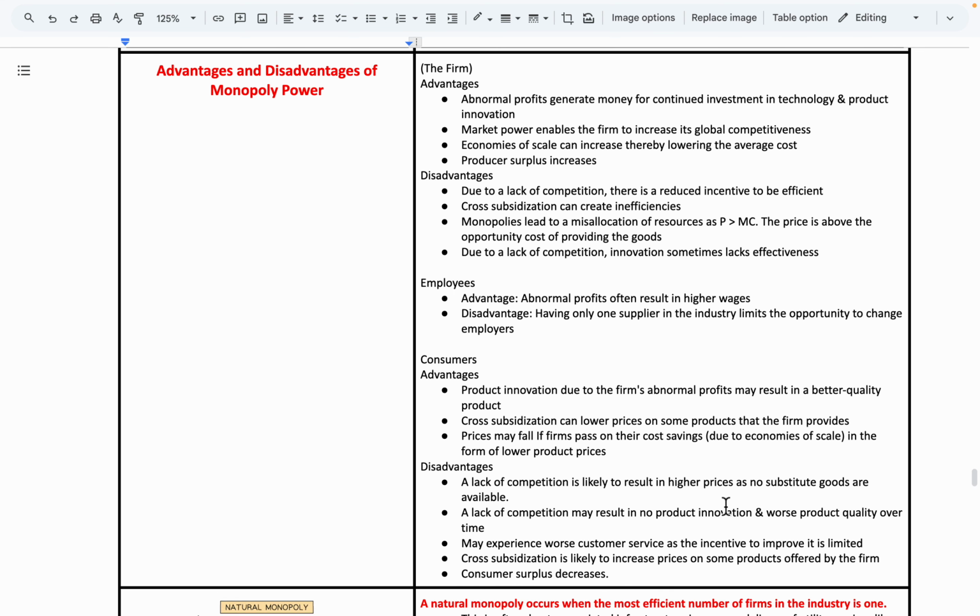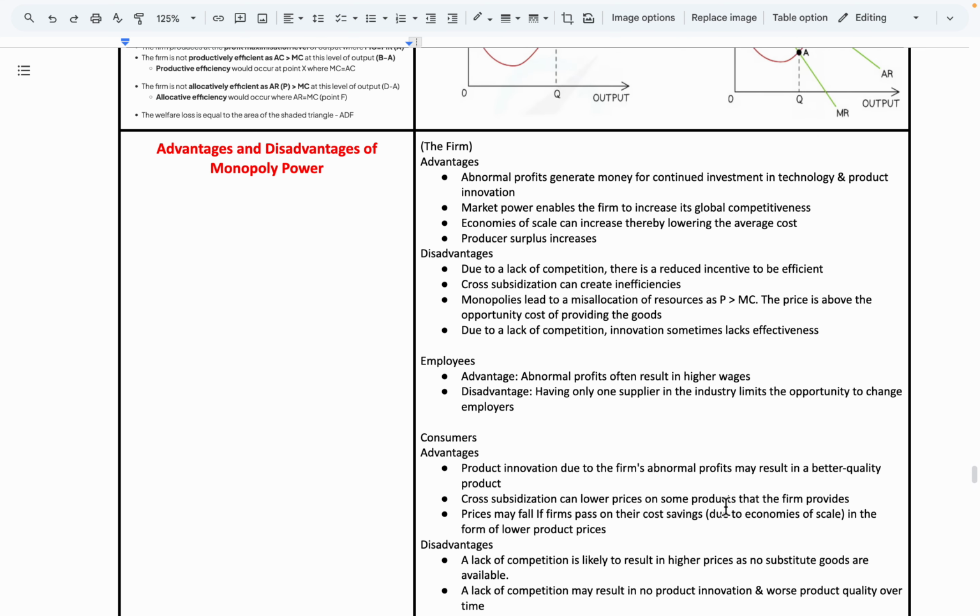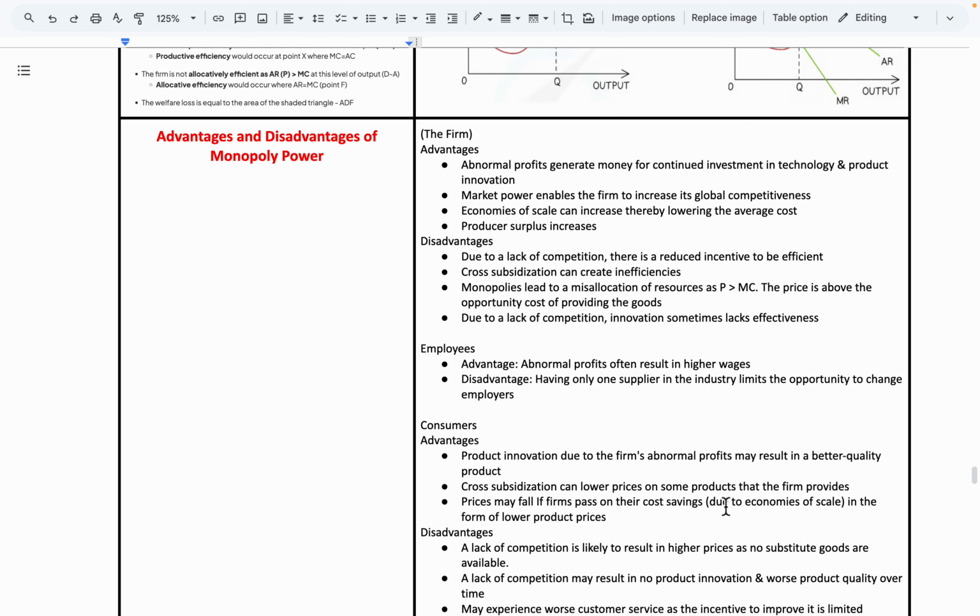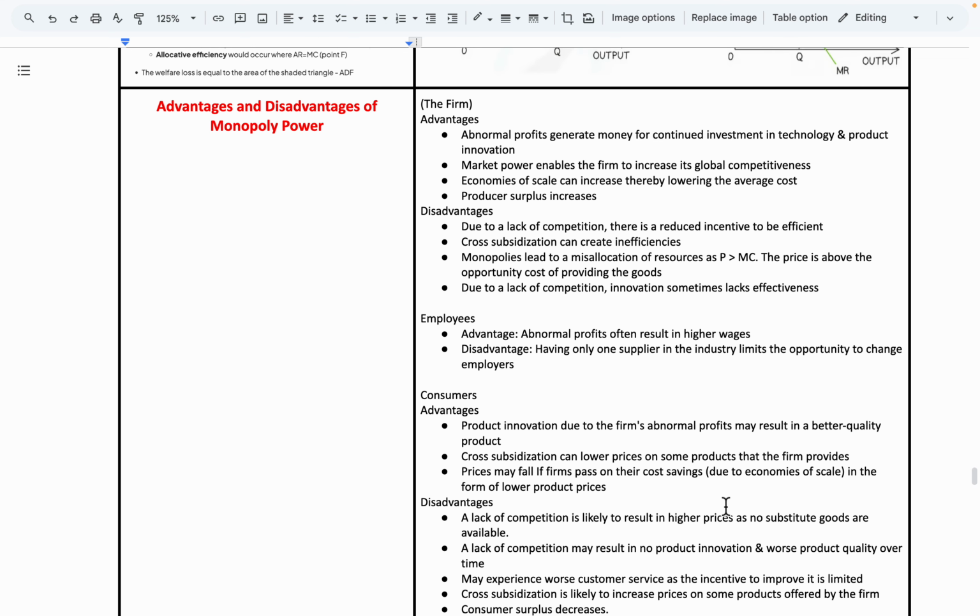Okay, so the advantages and disadvantages of using monopoly power. I'm going to talk in the terms of stakeholders. So firms, an advantage is abnormal profits, and market power enables them to increase its global competitiveness and economies of scale, and producer surplus increases. So disadvantages is lack of competition, reduced incentives, cross-subsidization can create inefficiency, and monopolies lead to a misallocation of resources since P is greater than MC. Okay. And the price is above the opportunity cost of providing goods due to lack of competition.